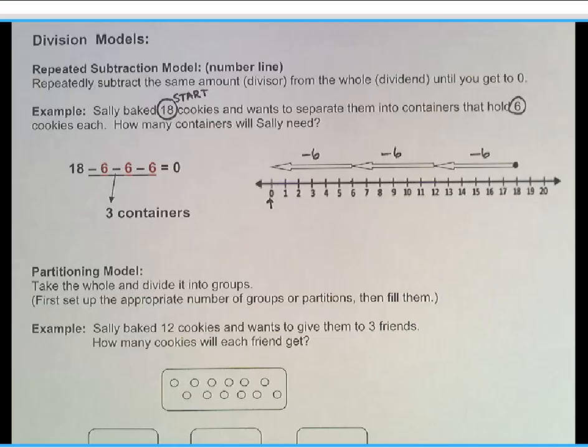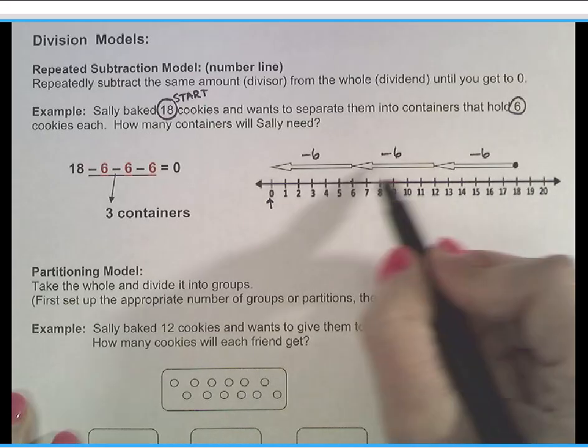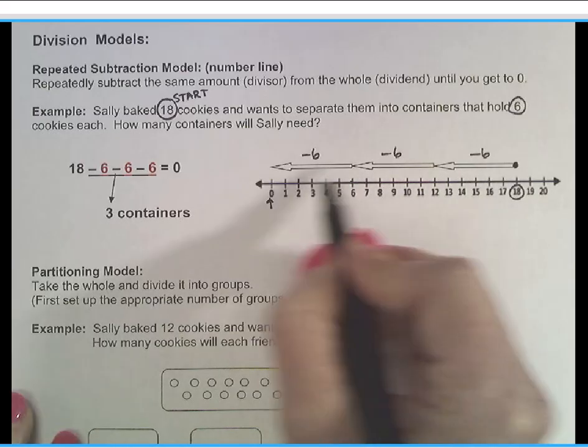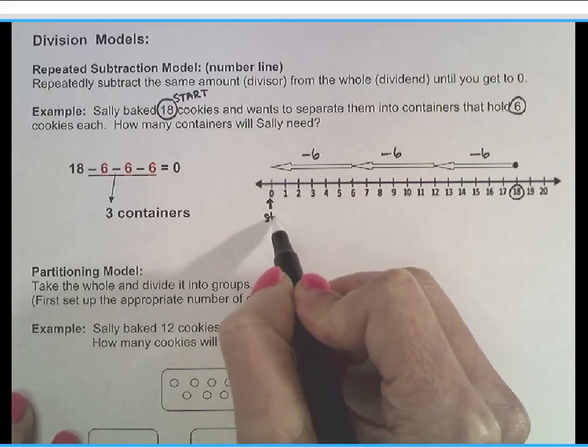So you just ask, how many 6s can you subtract from 18? That's what you do, right? So subtract 6, subtract 6. You're starting at 18, and we're going down 6, 6, 6 until we get to 0. This is where you're going to stop.